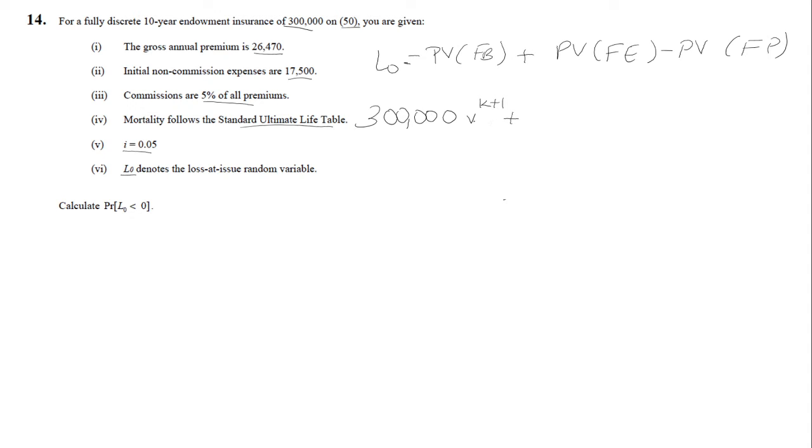Okay, now the future expenses. The second bullet point says there's an initial non-commission expense of $17,500. We don't need to discount it because the expense is assumed to be at the beginning of the year. And the third bullet point says the commissions are 5% of all premiums. So the premium from the first bullet is $26,470, and this we represent with an annuity due.